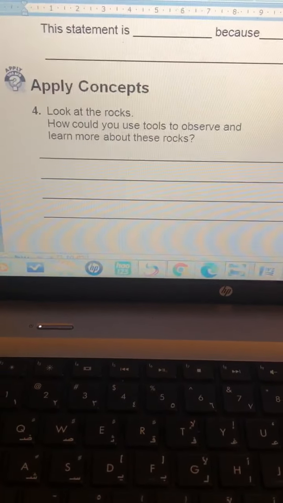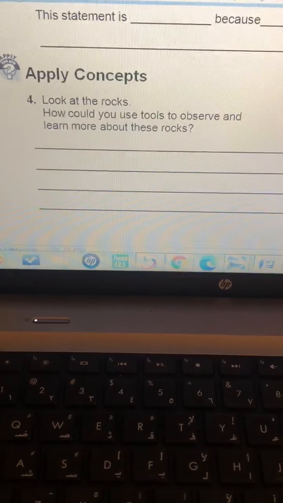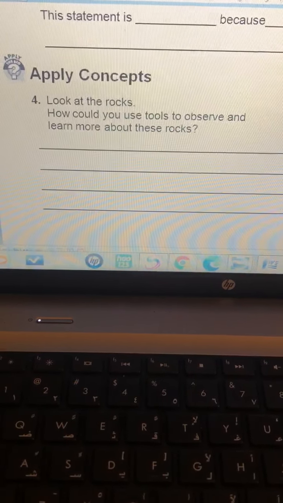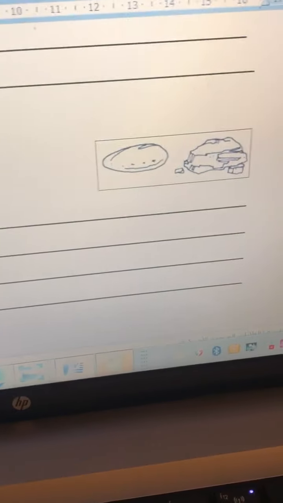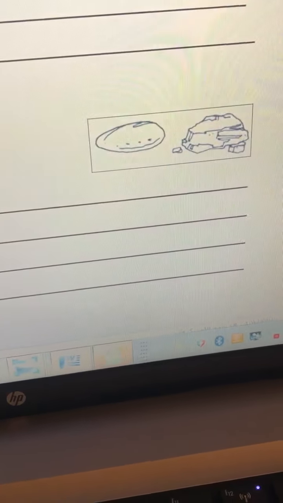Look at the rocks. How could you use tools to observe and learn more about these rocks? So these are the rocks. What tools can we use to observe them? Okay, so we can measure the length with a ruler. We can use a ruler to measure its length. The ruler is a tool. First tool is ruler. So we can use a ruler to measure its length.